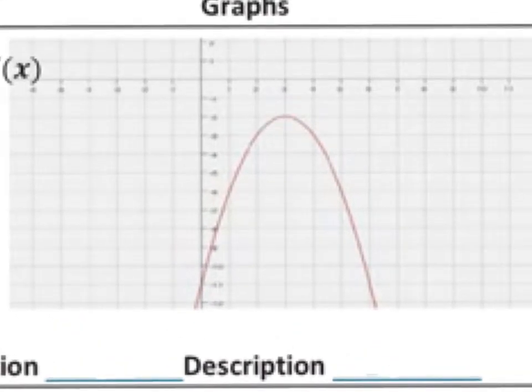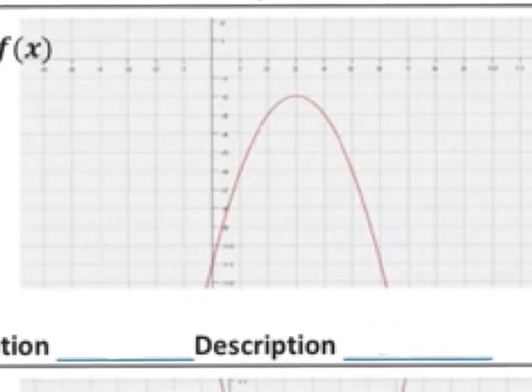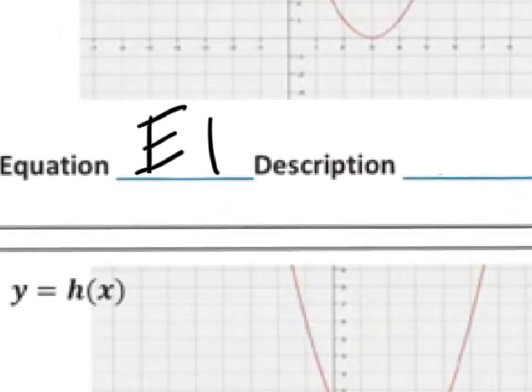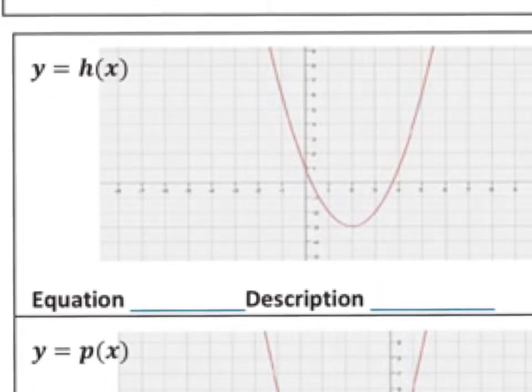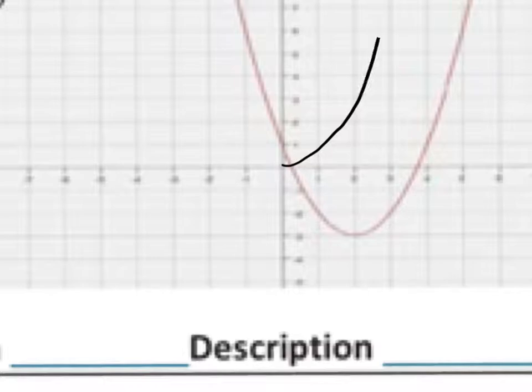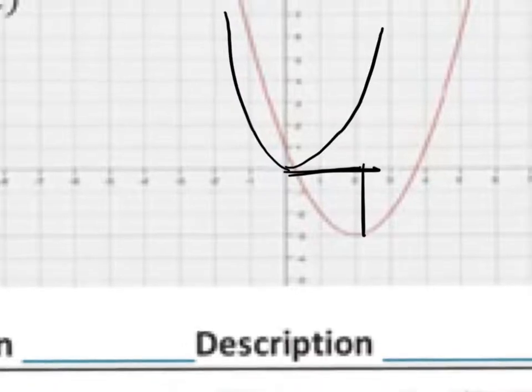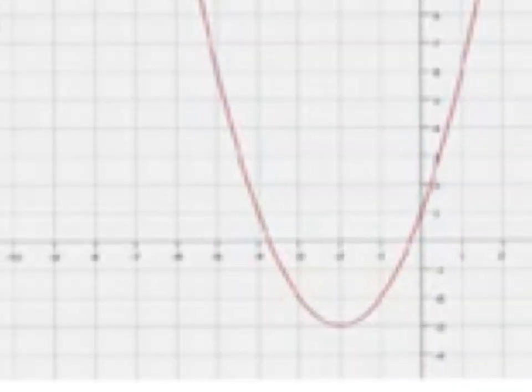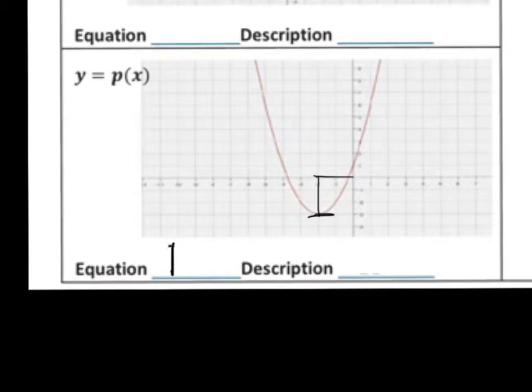Is that it? Yeah. 2 to the left and 3 down? Nope. 2 to the left and 3 down. Here's where it starts. This is the parent function. Has that been moved 2 places to the left and then 3 down? This is 2 places to the right. That's right, that's down. Look at this one. 2 places to the left, 3 down. That's the one. Alright, I think that one is E2.